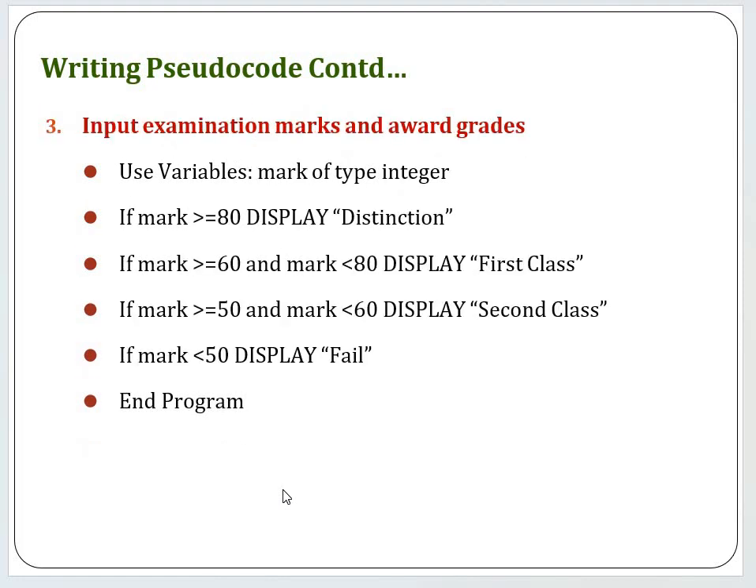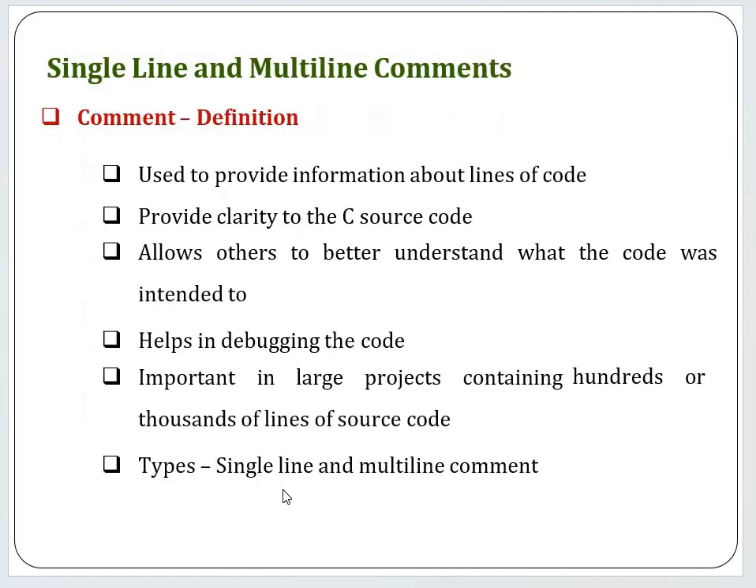The third problem is input examination marks and award grades. We have seen the student marks, and you have to assign a corresponding grade based on the provided criteria. If you remember, if mark is greater than or equal to 80, you have to display distinction. If mark is greater than or equal to 60 but less than 80, then first class is displayed. If mark is greater than or equal to 50 but less than 60, second class is displayed. If mark is less than 50, fail will be displayed. Then finally you have to end the program. These are the pseudocode examples.